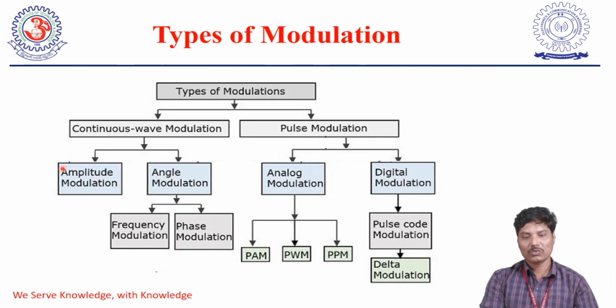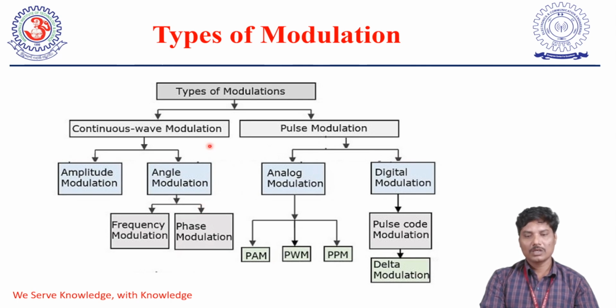And A, we call it as what? Amplitude, magnitude, amplitude modulation. Based on these two characteristics, we have amplitude modulation, and another one is angle modulation. That angle is nothing but A into cos of 2 pi f ct plus theta. Internally it consists of 2 pi f, where f is the frequency, and plus theta is the phase. Therefore, angle modulation is again divided into two types: one is frequency modulation, another one is phase modulation.